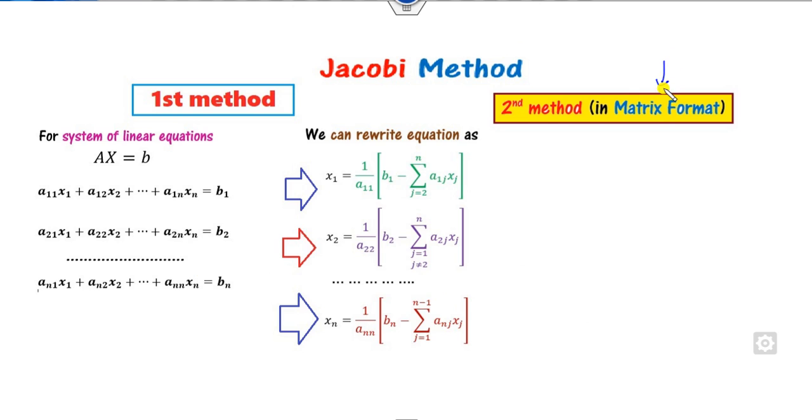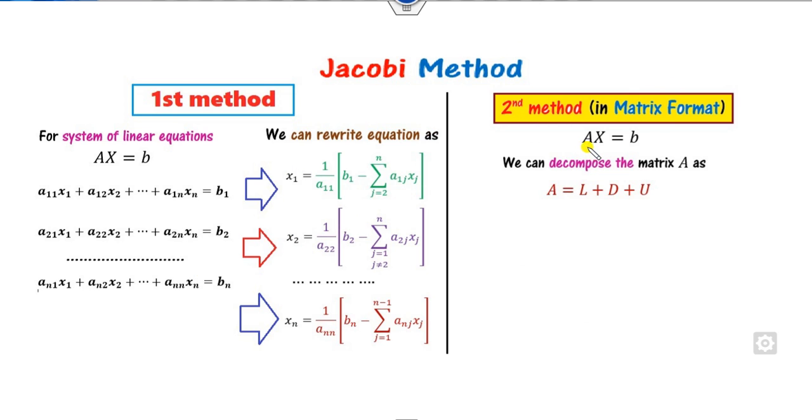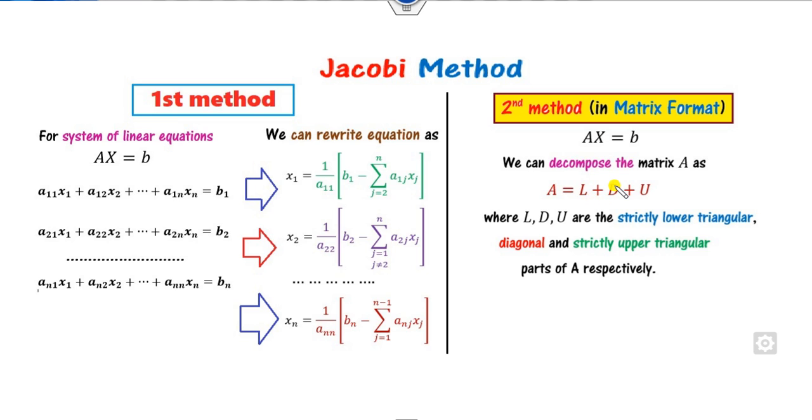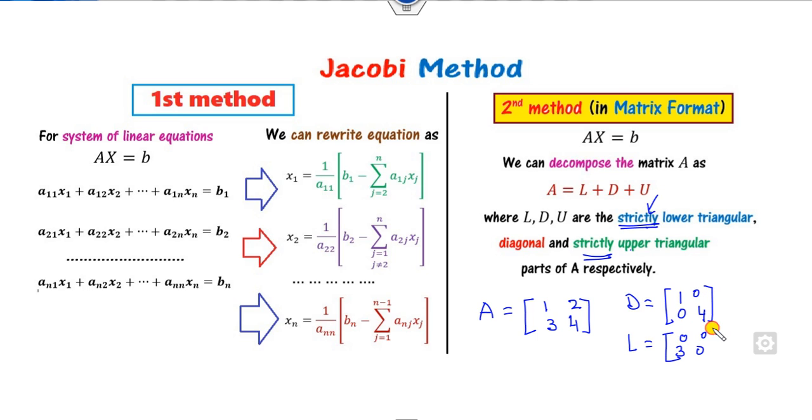The second method is, again if you have the system here, I can decompose the matrix into three parts: lower, diagonal and upper, which are the strictly lower and strictly upper parts. So what is the meaning of strictly lower and upper? If you have the matrix 1 2 3 4, then my diagonal matrix has only the diagonal values. What is the lower part? Because it is strict, you consider only the strictly lower values while the rest are 0.